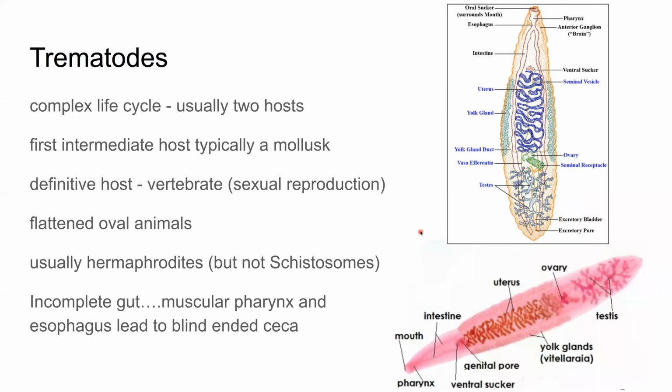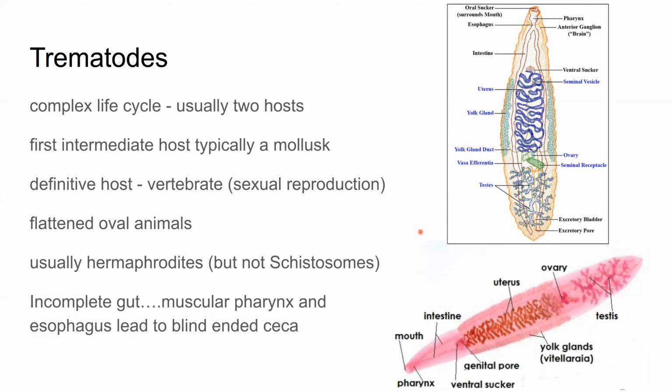All right, so that's class Cestoda, the tapeworms, and then we have the trematodes, which are the flukes. And the flukes have a very complex life cycle. There's usually at least 2 hosts. The first intermediate host is typically a mollusk, like a snail. And then there's a definitive host, which is a vertebrate. This is where the adults will live and undergo sexual reproduction.